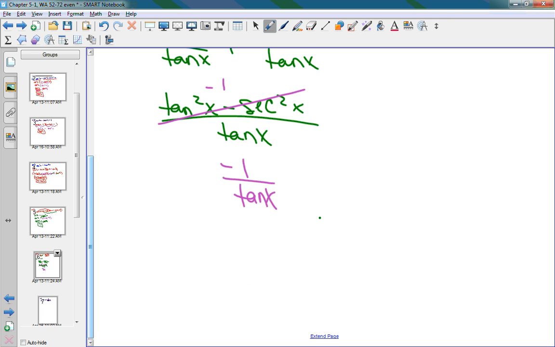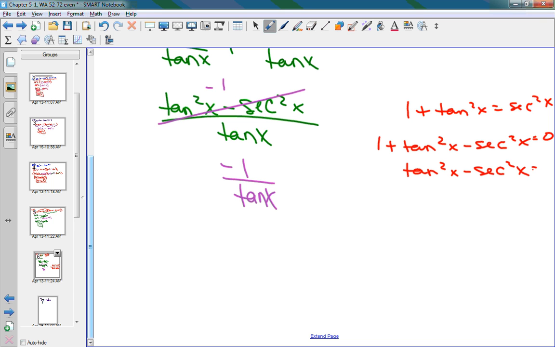Have I lost anybody there? If I have, stop me so I can back it up and make sure that you're understanding. Okay, what I did is I used 1 plus the tangent squared of x is equal to the secant squared of x. I brought the secant squared over on the same side as tangent. And the way I did that is I subtracted it. Make sense? Now I have to get rid of the 1. So how do I get rid of the 1? Subtract it. So tangent squared of x minus the secant squared of x is equal to negative 1.